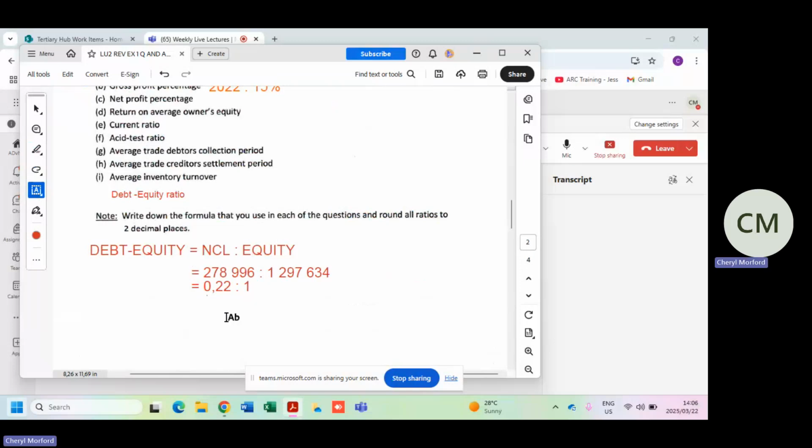And now let's have a look at it. It's a ratio. That's why it must be expressed in the format of a number is to 1. Now we see that we have a lot more equity than we have long-term debt. That's why our ratio is less than 1. In fact, it's quite small. So there's very little long-term debt here, which means that there's low gearing. If it was the other way around, if we had more debt than equity, it would be highly geared, and the number would be bigger than 1 is to 1.